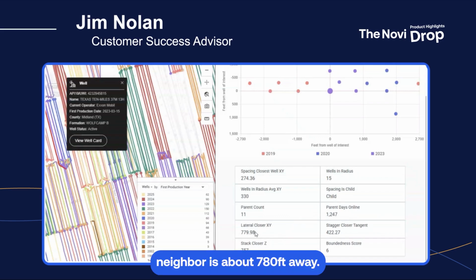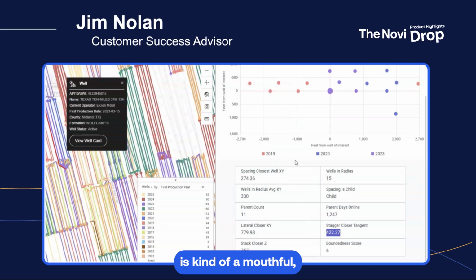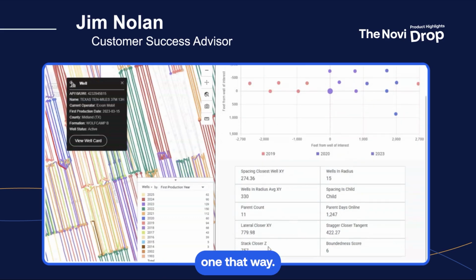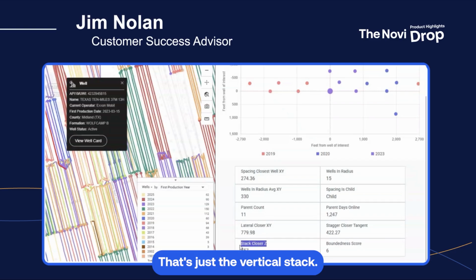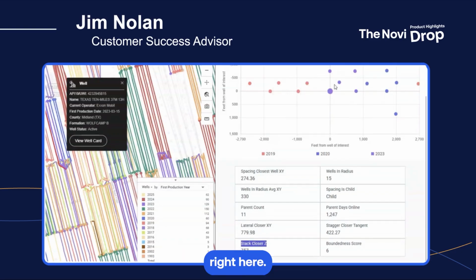Laterally, our closest neighbor is about 780 feet away. That's just going to be along this lateral axis here. And then our stagger closer tangent, kind of a mouthful, but it's essentially the wells that are kind of off on a skew or a diagonal from this well. How close is the nearest one that way? And then stack, that's just the vertical stack. So our nearest neighbor is probably this well, or maybe even this well right here.